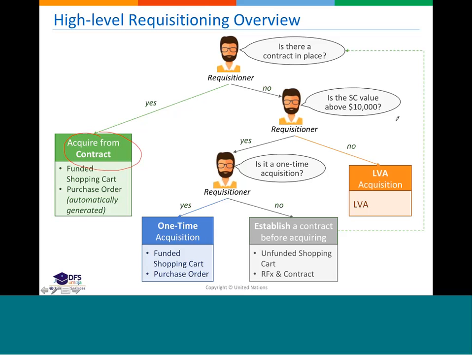Then, when procurement selects the appropriate vendor, we will create another shopping cart, a second shopping cart, a funded shopping cart, with an account assignment, which is the storage location, the cost center, or the WBSE that is going to fund this request.